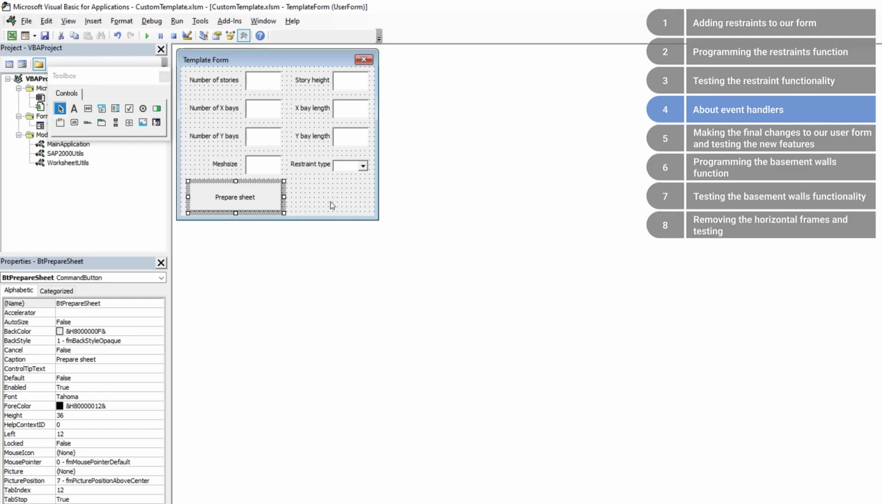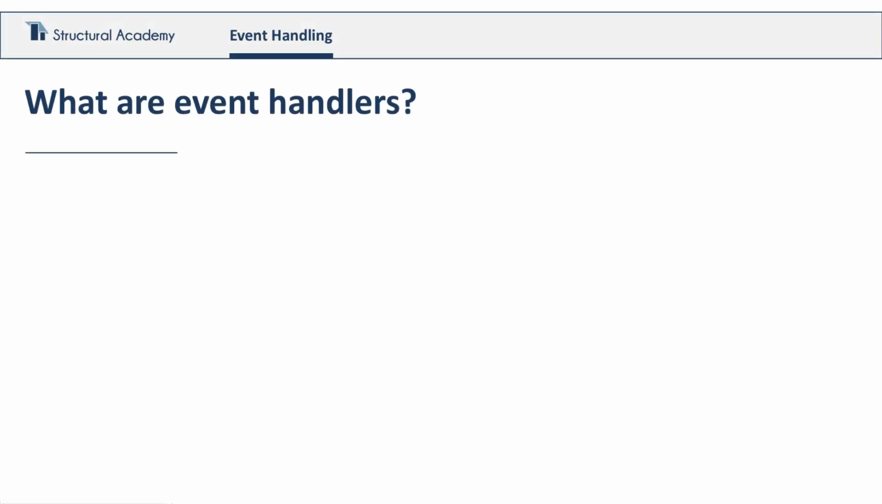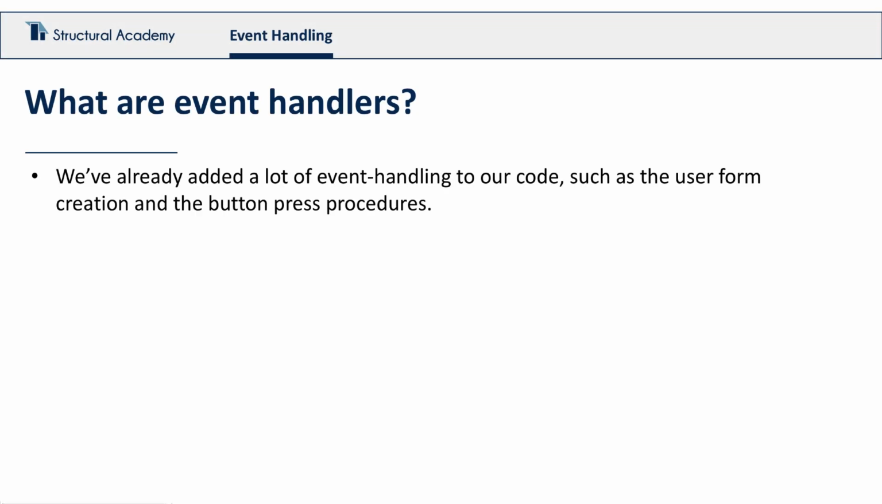For this, we'll be making the last adjustments to our user form. Though we will still use it to prepare more of our worksheet, we won't be adding any more controls, only making small changes to the code itself. Let's use this opportunity to touch on some more event handling features. We already have some event handling in our code, like the procedure that handles the user form creation and the procedure that handles the button press in our form.